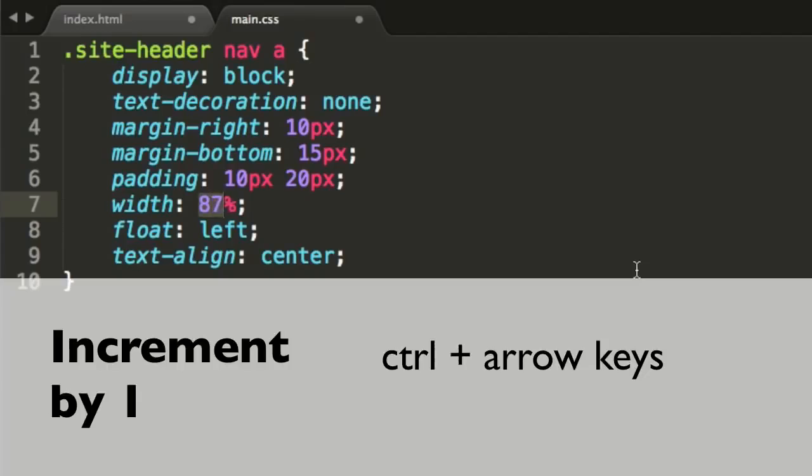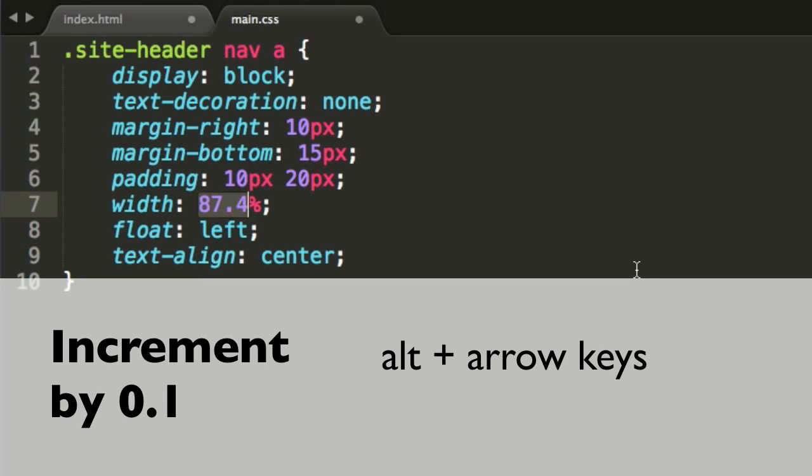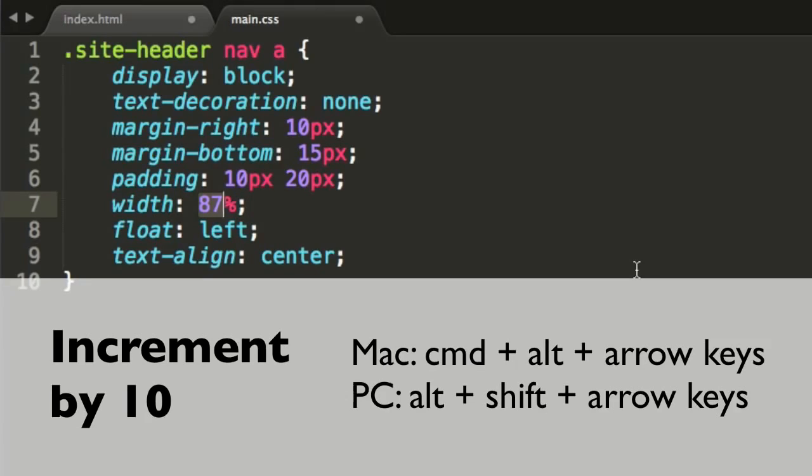If I'd rather increment by a decimal instead of 1, I hold down Alt instead of Control and use the up and down arrow keys. And if I want to increment by 10, I just hold down Command and Alt at the same time and then use my arrow keys. For PC, it's Alt and Shift plus your arrow keys.